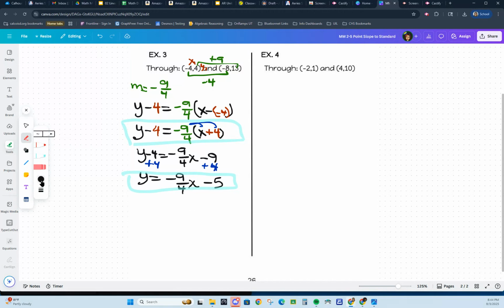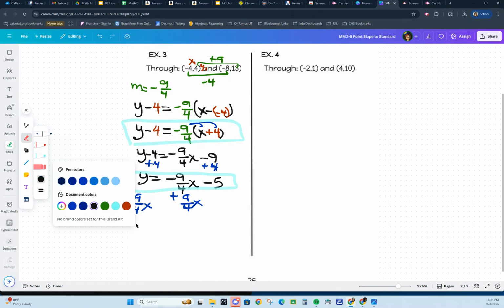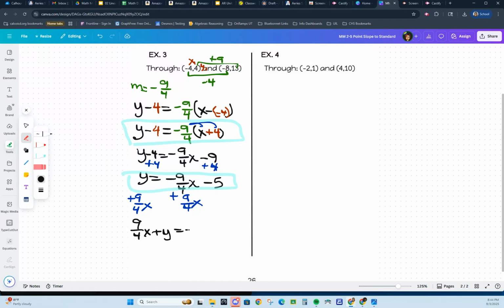So we're going to start off by adding 9/4 x to both sides. So plus 9/4 x, plus 9/4 x. And we get 9/4 x plus y equals -5.